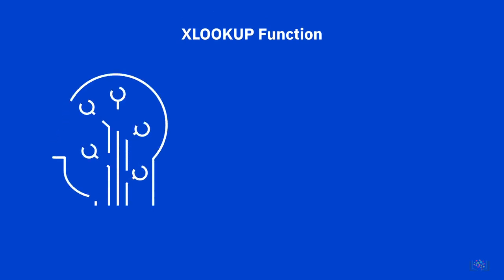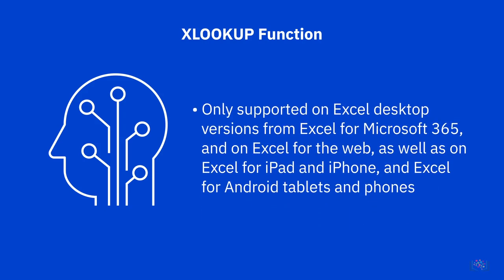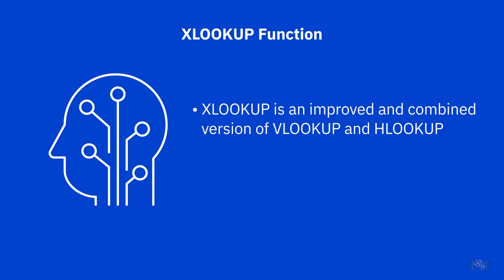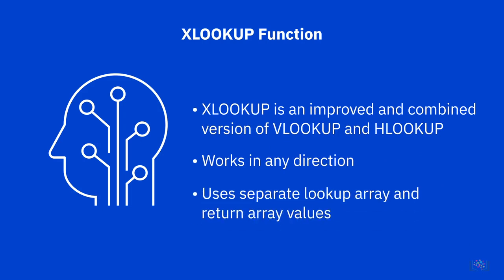Although VLOOKUP and HLOOKUP are regularly still used as the de facto functions for lookup references in Excel, there is a newer function called XLOOKUP. This version is only supported on Excel desktop versions from Excel for Microsoft 365 and on Excel for the web, as well as on Excel for iPad and iPhone and Excel for Android tablets and phones. XLOOKUP is an improved and combined version of VLOOKUP and HLOOKUP together. It can work in any direction, vertically or horizontally. It also uses separate lookup array and return array values, instead of a single table array and a column or row index number.